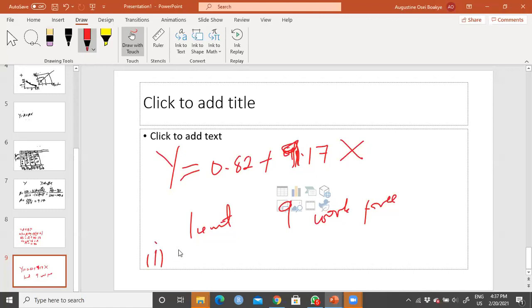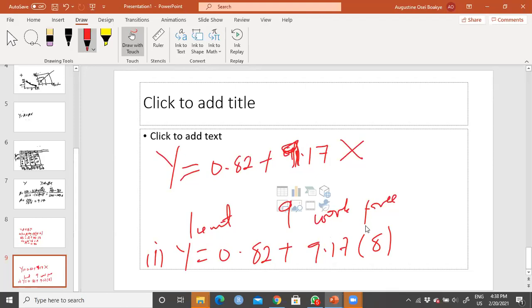So for the first part of the question, they said what? 8 million sales, right? Yes. And we are supposed to estimate for the Y. So Y is equal to 0.82 plus 9.17 into bracket times 8. Why not just multiply it at once? You can multiply it, yes, depending on your level of sophistication.